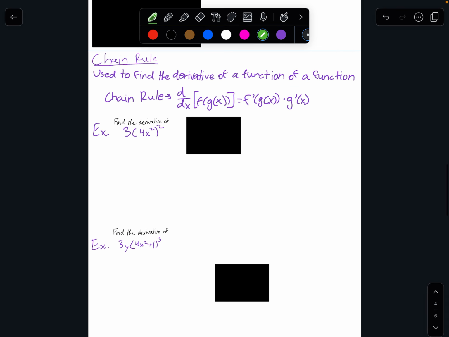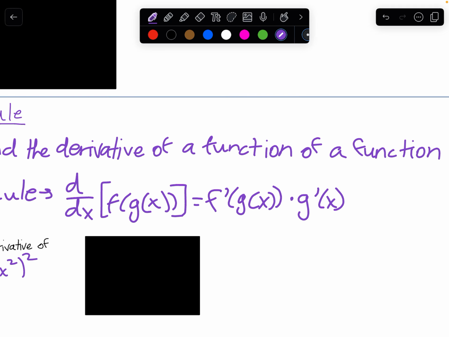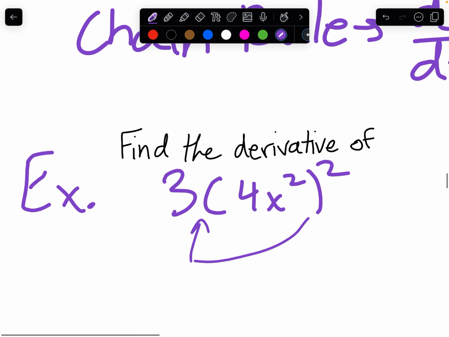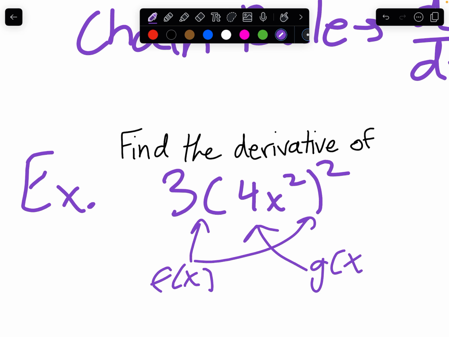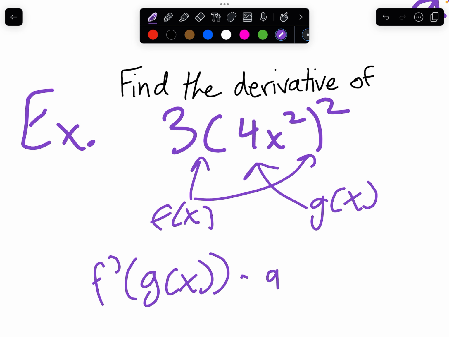Lastly, chain rule. This is used to find the derivative of a function of a function. This is the easiest once you get to know it, and you can see the formula here. We see f of g of x. So a function of a function, f of g of x, would be f prime of g of x times g prime of x. So when you put that into motion, you see this outer function is f of x, and this inner function is g of x. So you want f prime of g of x times g prime of x.